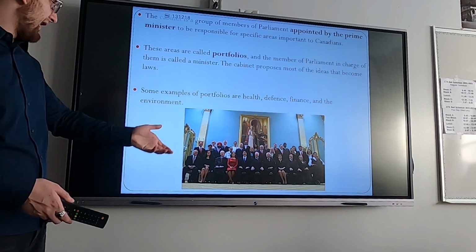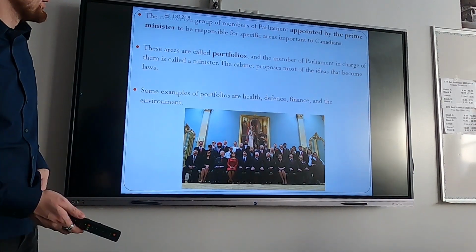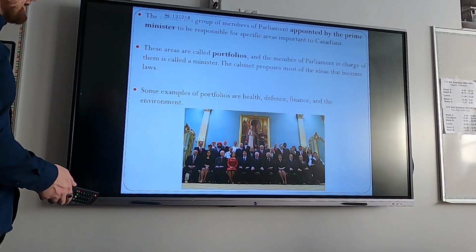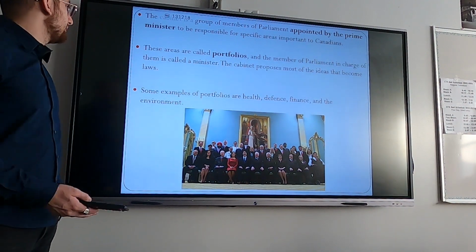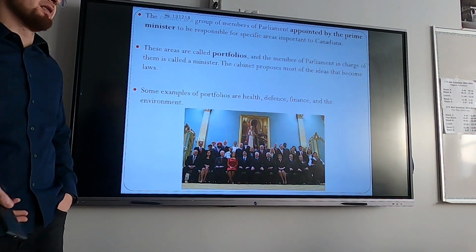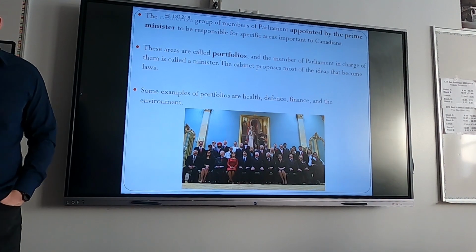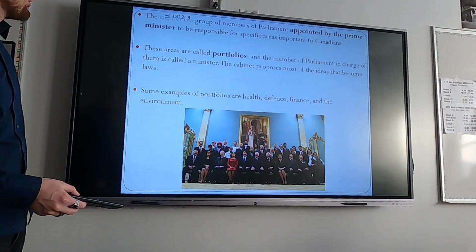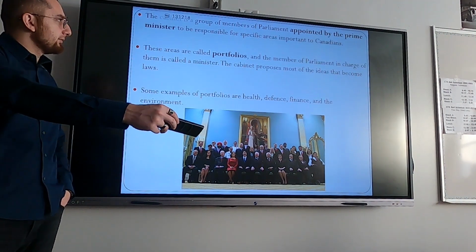Health, defense, finance, environment. Those are some examples there on the board. These areas are called portfolios, and the person appointed to them is called a cabinet minister. Okay, so that should cover the gist of this slide. We're going to move on.